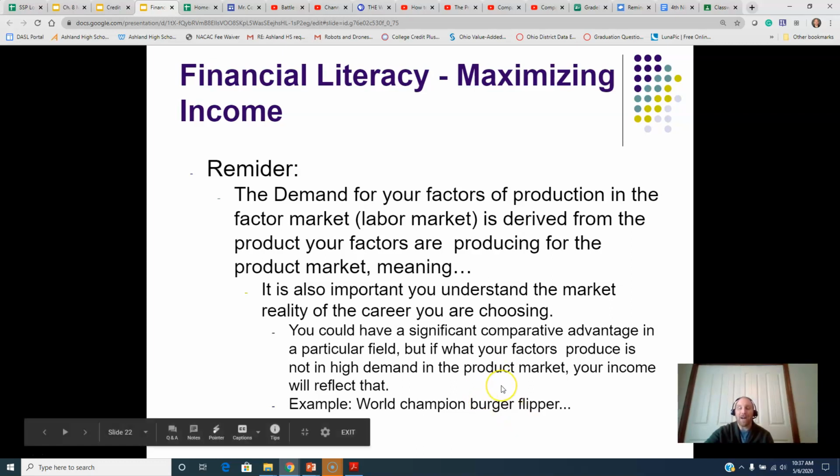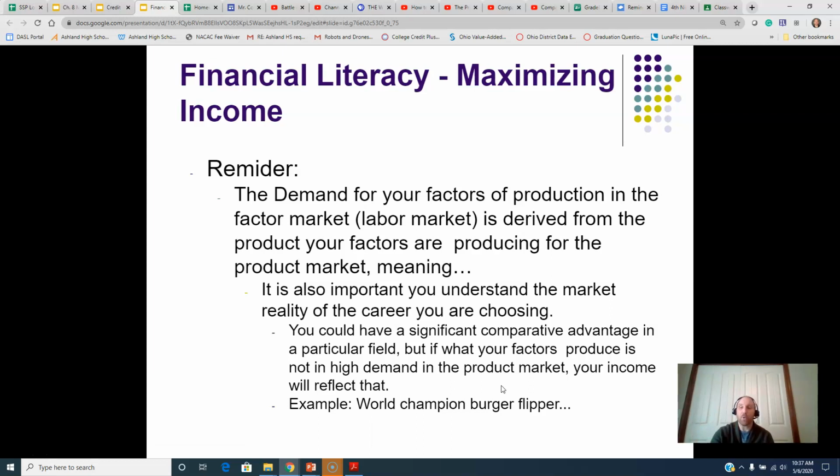So your income is going to be capped out based on whatever product it is that you are making. You can be the best burger flipper and you can be the highest paid burger flipper in the history of burger flippers, but odds are you're not going to be making a ton of money because in the product market, there's only so much of a demand for fast food burgers.